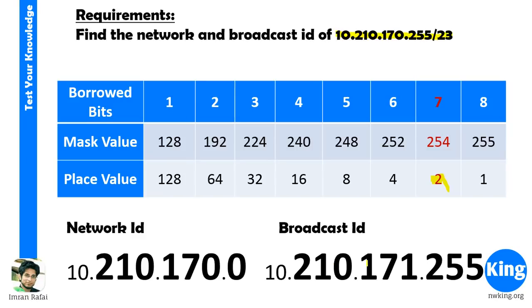10.210.170.0, 10.210.171.255. This is the network. If you look at this range comes in between these two values. Two things. The reason I give you this example is, one, whenever you see 255 in any IP address, that does not mean it's a broadcast ID. We need to calculate it. So in this case, 10.210.170.255 is not a broadcast ID.